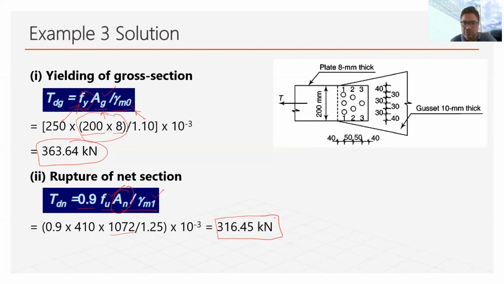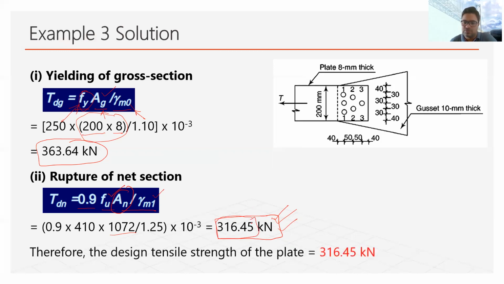Now we will compare TDN and TDG. The least value is 316, which means the plate will fail in rupture, not in yielding. It will fail in rupture, and it can take this much force. So that is our design tensile strength of the member in this problem.